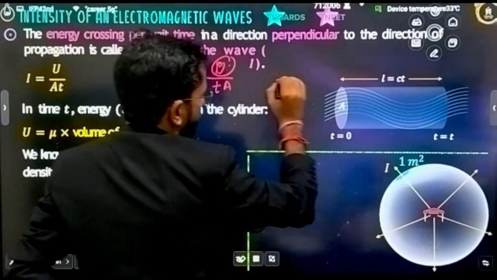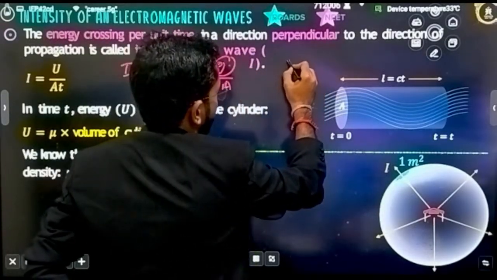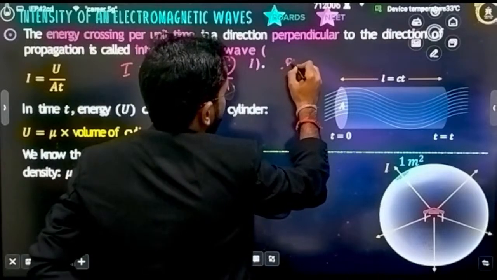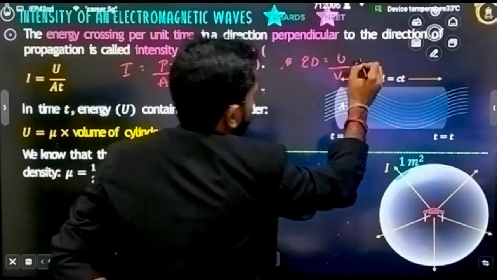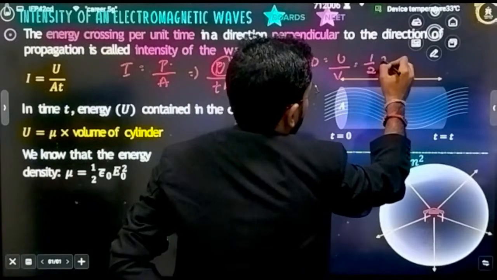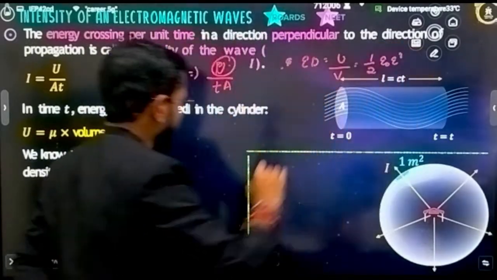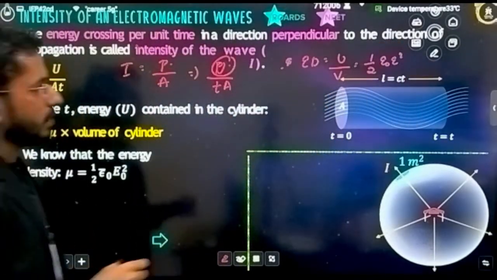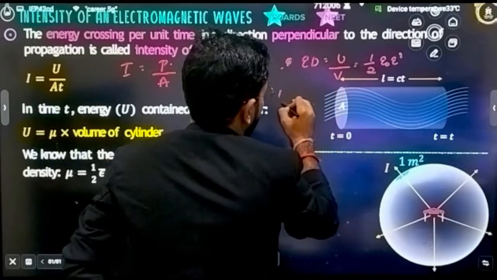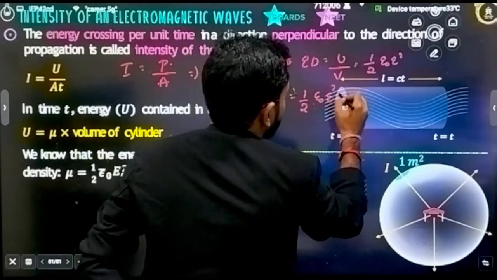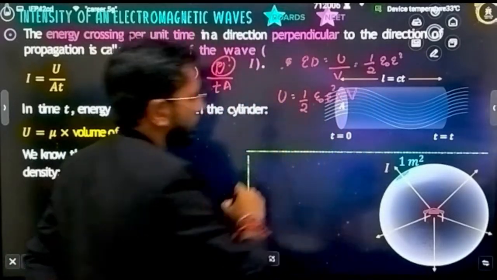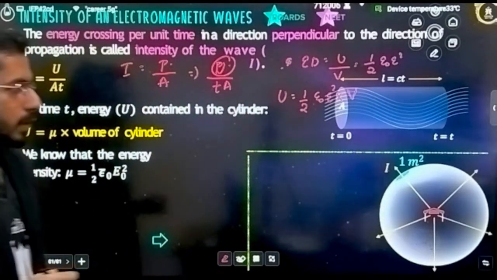We know the energy density formula, correct? What is the energy density? We defined energy density is equal to energy divided by volume, and that is equal to, let's suppose, half epsilon naught E square. That is what we have defined there. So if I have to write the energy, how will I write it? Energy is equal to half epsilon naught E square into volume.